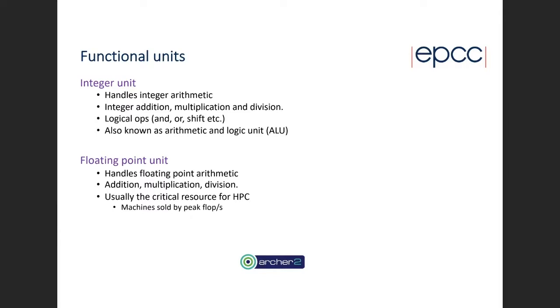Then we have the units where the actual calculation is happening. We have the integer unit, which handles integer arithmetic, so addition, multiplication, division, and all the logical operations, things like AND, OR, bit shifts, and so on. You also see this referred to as an ALU, arithmetic and logic unit. And then perhaps most crucially, there is the floating point unit that handles floating point arithmetic, so multiplication, division, and in some cases also reciprocal and square root. That's usually the critical resource for high performance computing. We all know that machines get sold and advertised by their peak flop rates.